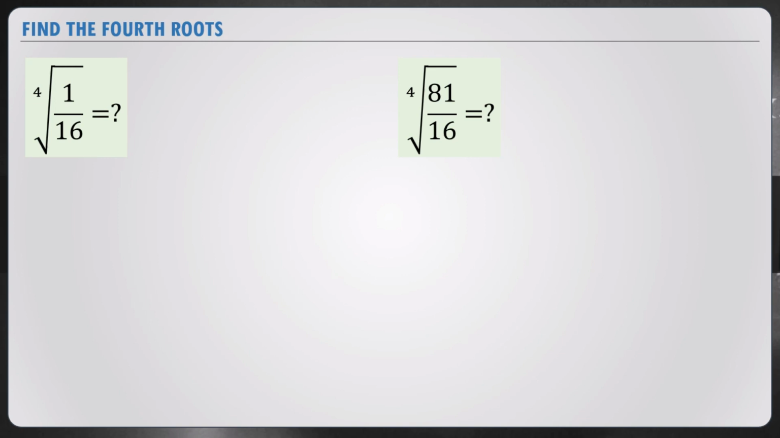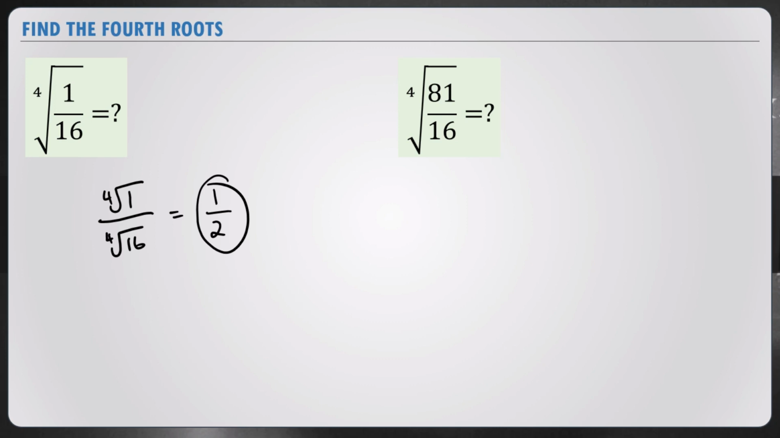What if I have to find the fourth root of 1 over 16? We know that 1 into 1 into 1 is equal to 1. So we can write this as the fourth root of 1 over the fourth root of 16. The fourth root of 1 is 1 and the fourth root of 16 is 2. So this works out to be half.